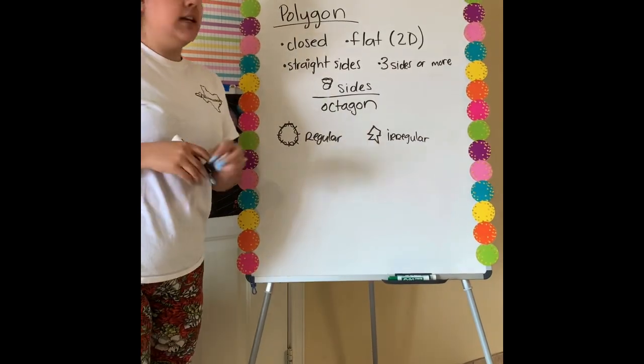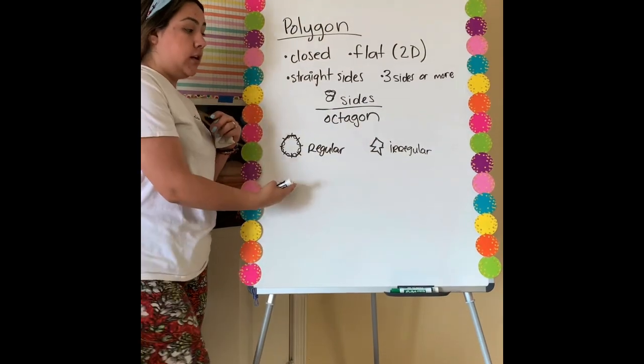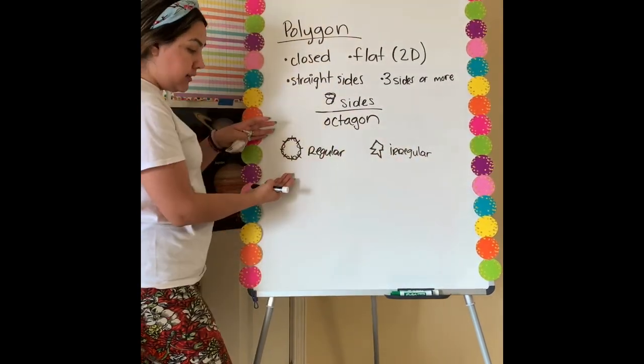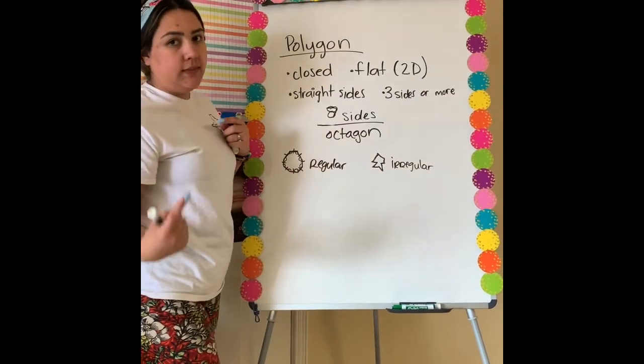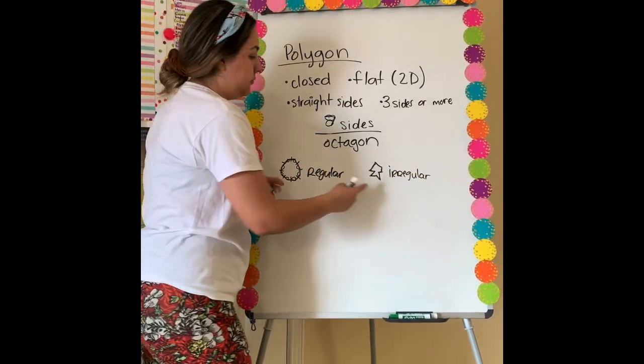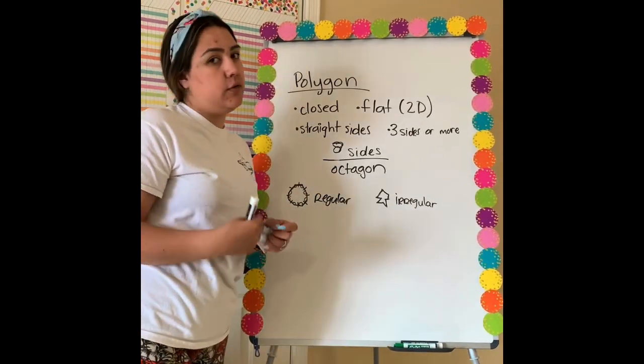And that's it, guys. So just remember, you need to identify if it's regular or if it's irregular. All sides are equal. All angles are equal. As long as there's one thing that's not equal, it's irregular. Okay? All needs to be equal for it to be regular.